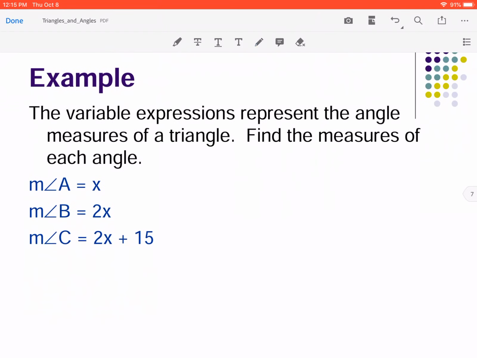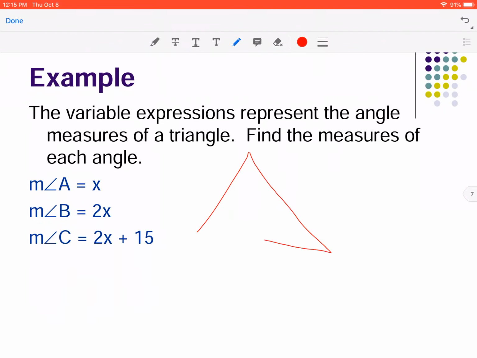Now, sometimes you'll see a word problem. Sometimes I have these problems listed on Schoology. I don't have to draw the triangle for you. As long as I give you the three angles, they have to add up to 180. So I'm giving you each angle. You can draw it out if you want to. Angle A is x, angle B is 2x, and angle C is 2x plus 15.